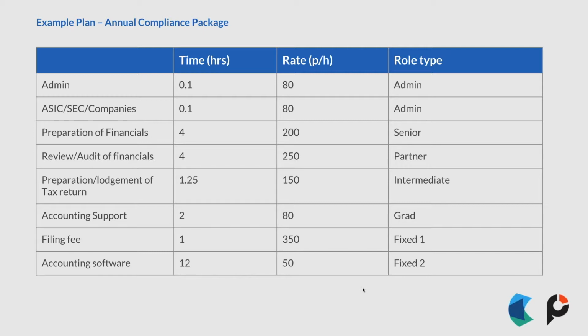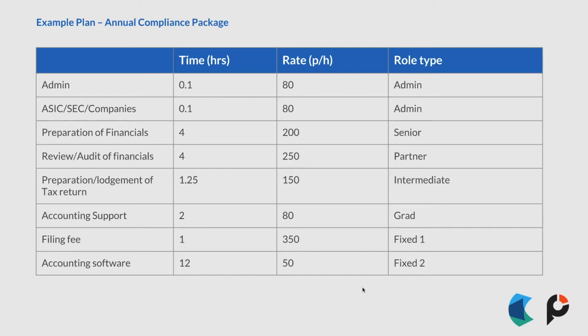So the final step is to ensure you've accounted for the fixed costs required to deliver the service. In the example on the screen, there are two fixed costs: the filing fee and the accounting software subscription. Because this is an annual fee that we're building out, we've multiplied the monthly subscription fee by 12 to ensure you've covered the total cost of the subscription.